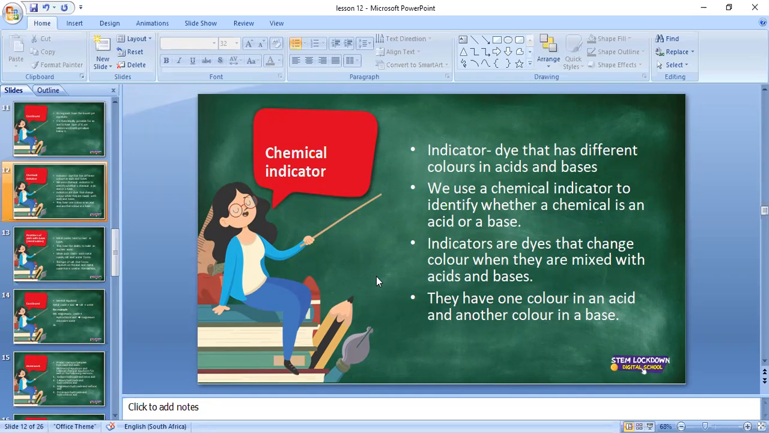Indicators are dyes that change color when they are mixed with acids and bases. I've already explained that. They have one color in an acid and another color in a base. So I told you, let's say we've got a blue litmus paper and we put it in an acid, the blue litmus paper might change, let's say, to red, and it will change, let's say, to purple in a base solution. So we'll do that sometime next week, if I manage to get my hands on my school's practicals equipment.